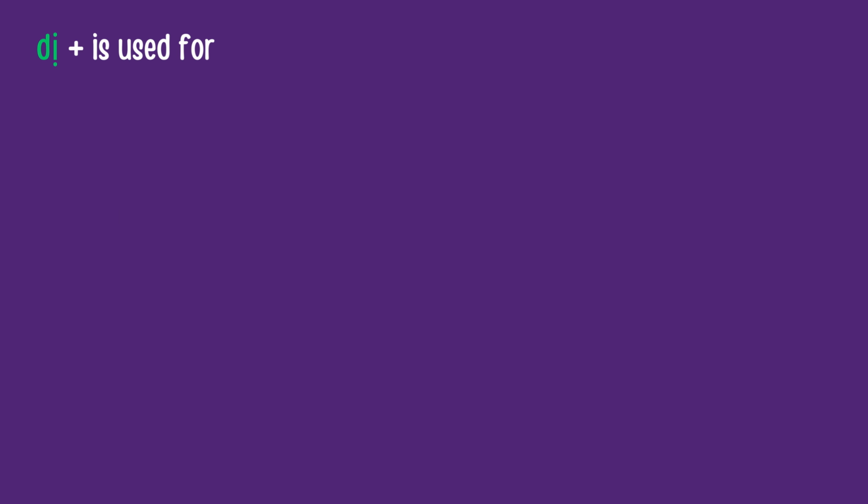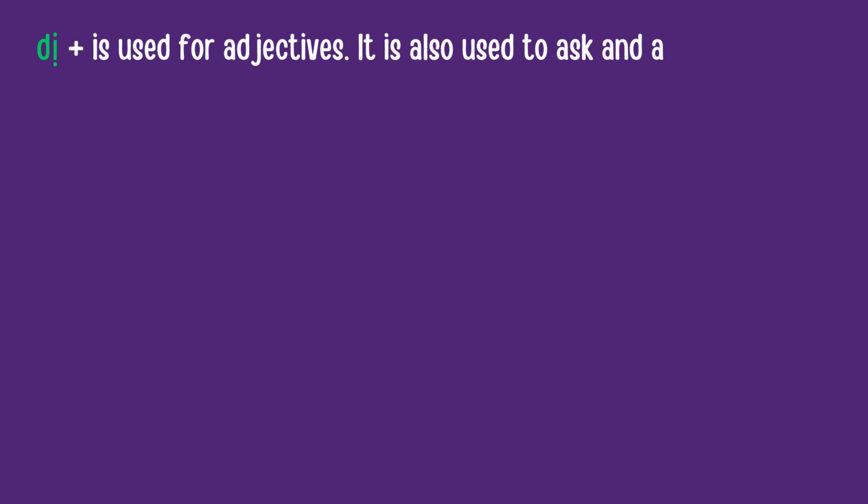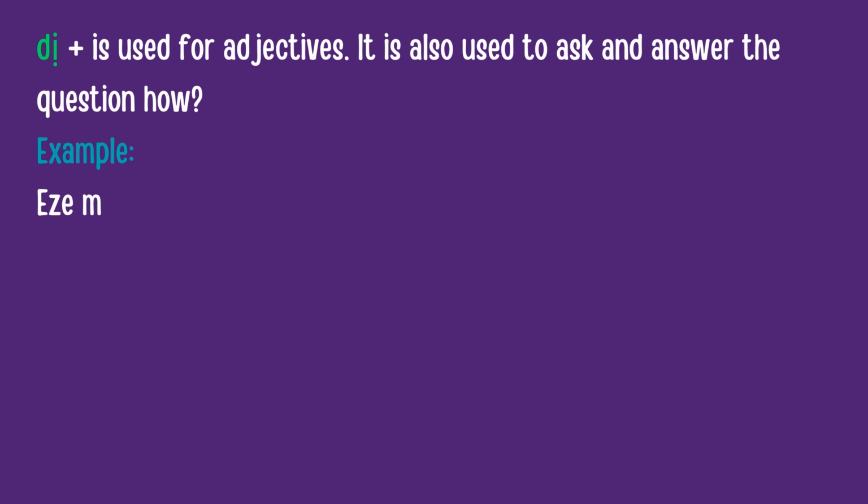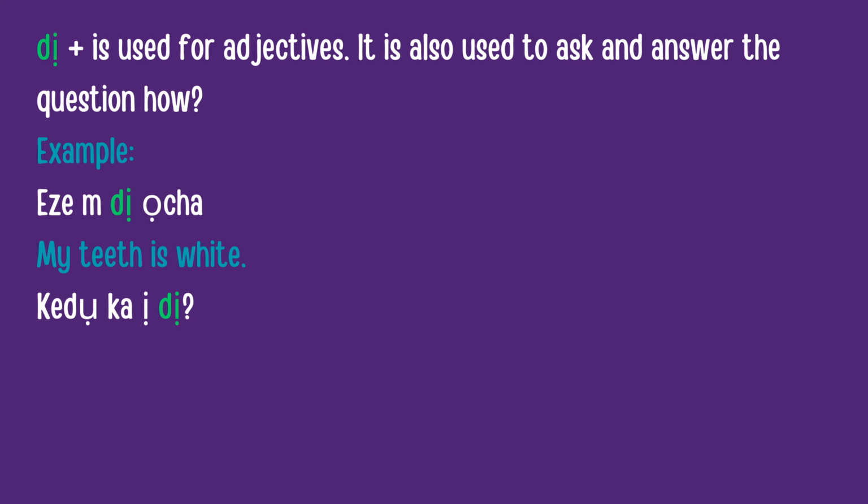De is used for adjective. It is also used to ask and answer the question how. Example: Eze m dị ọcha. Kedu ka ị dị?